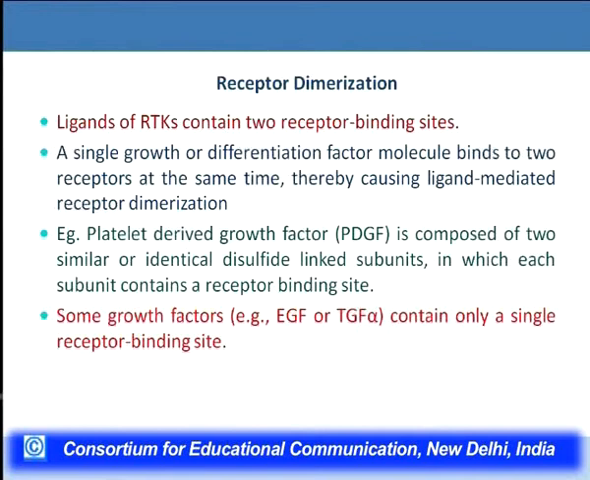So as suggested, how does ligand binding lead to dimerization? Now the ligands of RTKs, that is receptor tyrosine kinases, contain two receptor binding sites. A single growth or differentiation factor molecule binds to two receptors at the same time, like EGF or PDGF. It will be having two domains which will bind to two receptors at the same time, which will cause dimerization of the receptor molecule. Example, platelet derived growth factor has two similar disulfide linked subunits in which each subunit contains a binding site for receptor, whereas some growth factors like EGF or TGF have only a single receptor binding site. So how do they activate the receptor? How do they dimerize the receptor?